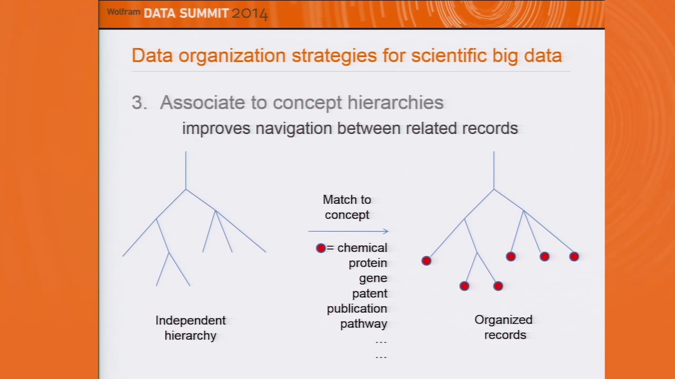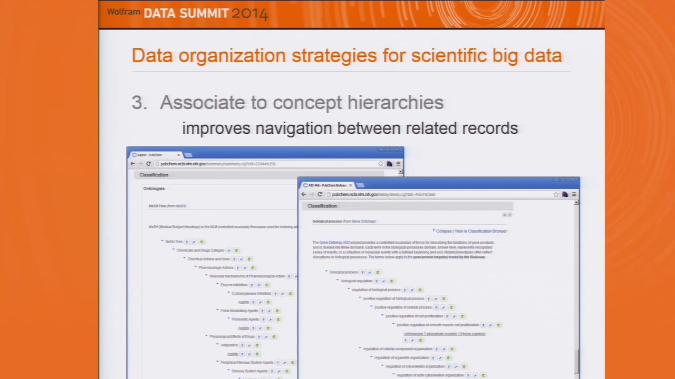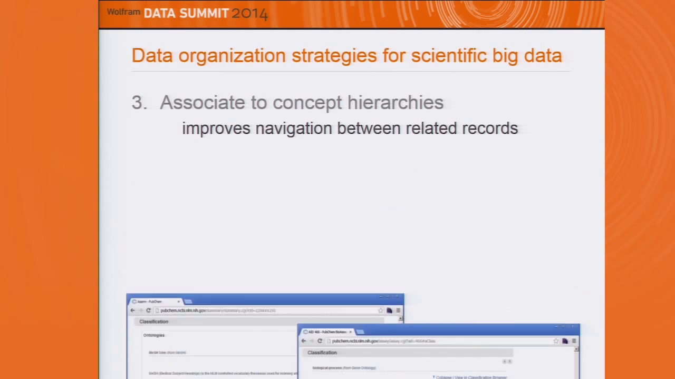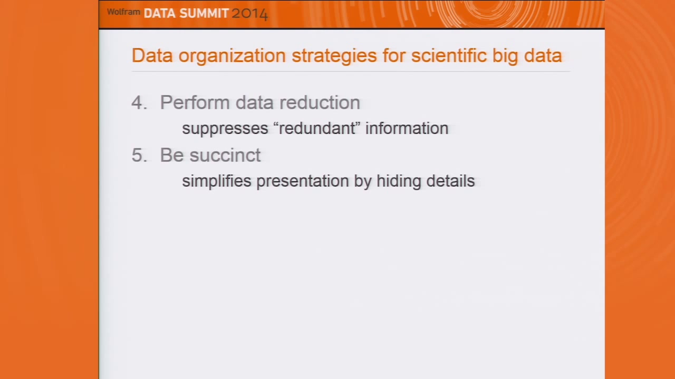By associating things to concept hierarchies, you have a hierarchy. You can associate chemicals, proteins, genes, patents, publications, whatever you want to it. It's a way to navigate the information that's there. Well, we do this inside PubChem. We can tell you things about a particular chemical or entity or target based on these hierarchies. But it also allows us to allow you to browse our entire contents using them or to mine them.